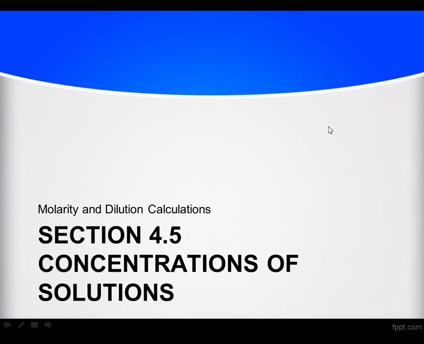So what we're covering right now is in section 4.5 of the book. It's titled Concentration of Solutions, so you guys will have to concentrate today.